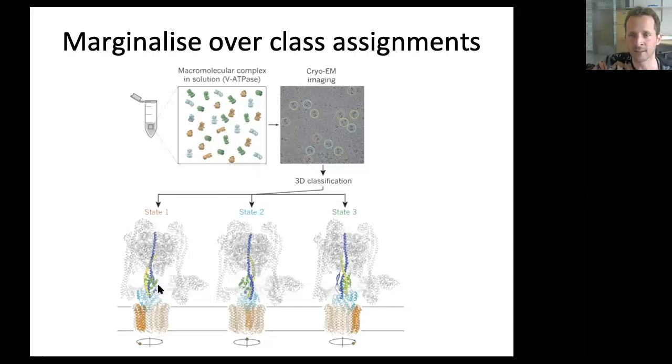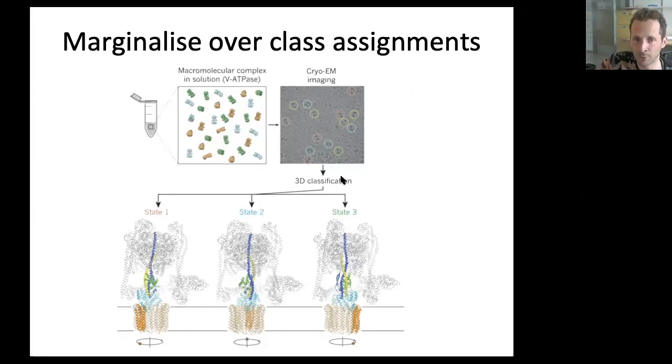This is an ATPase. And basically it works as a molecular equivalent of a water mill, if you like, where you have rotation along a stator and it's involved with energy generation. And so there are different rotational states in this type of molecule. It can turn around in different states. And when you image these kinds of molecules, very often you then get a mixture of all these states in the micrographs. But by now also marginalizing over class assignments, we can basically do classification.